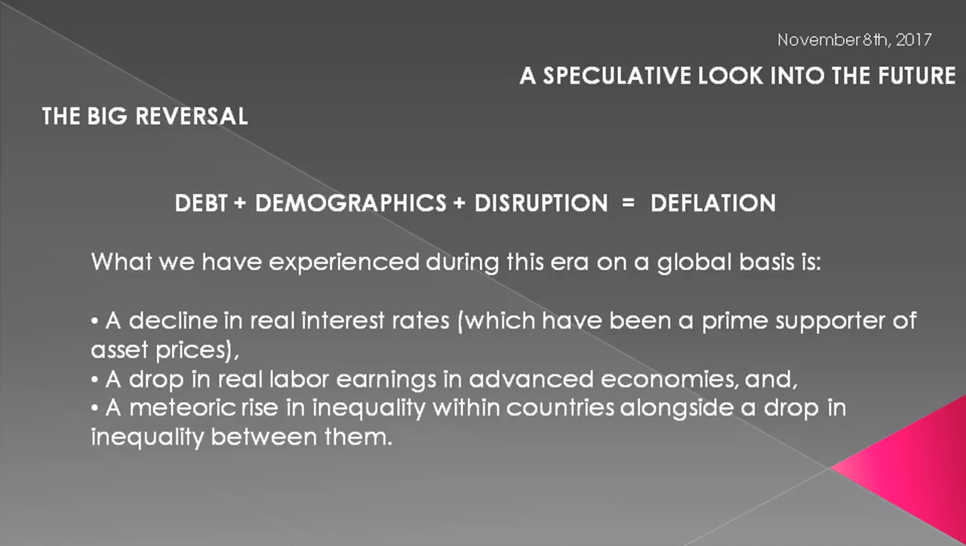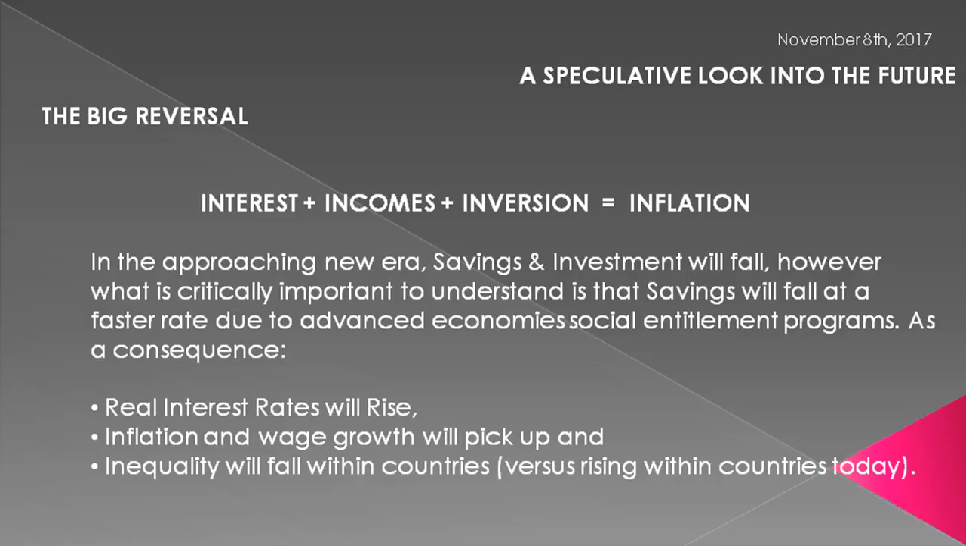What we are failing to realize, according to a major new research report released by the Bank for International Settlements in Basel, Switzerland, is an understanding of what these trends mean, which can only be seen when all three trends are examined together in a global context. And that's what we continuously fail to do. What we see is that interest, incomes, and inversion equal inflation.